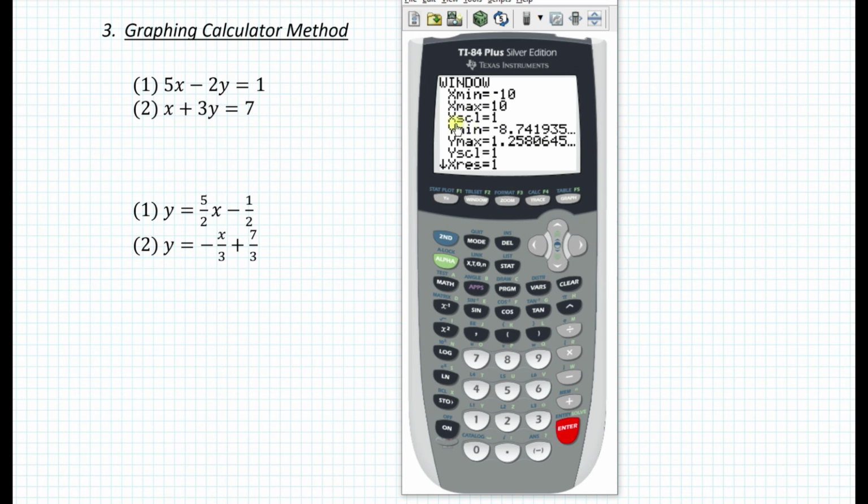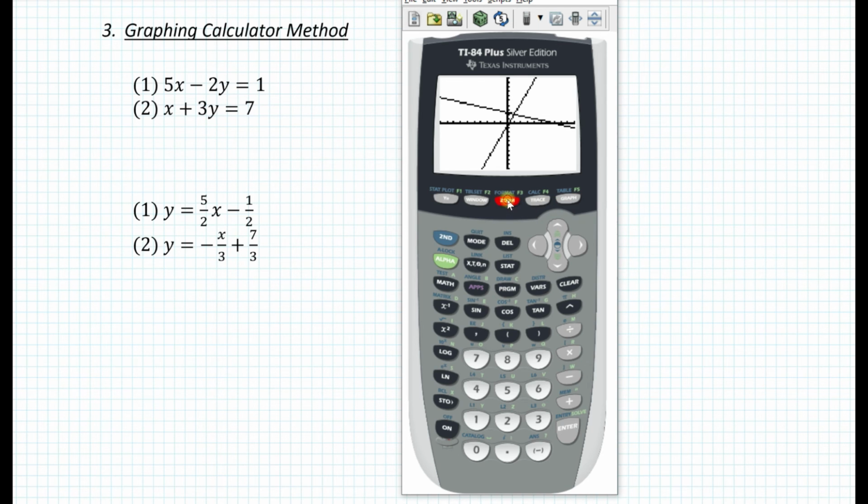XScl means that we're going up by every 1 unit on the x-axis. And let's say on the y-axis, we'll do the same thing, okay? From -10 to 10, okay? So now if you hit graph, you should be able to see the point of intersection. So let's see. Okay, so there you go, that is the point of intersection.